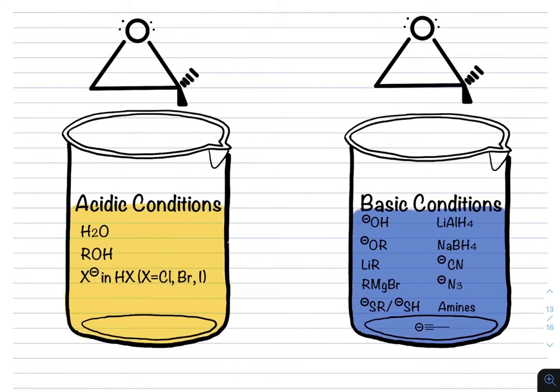Now, here's a visual highlighting the key points of everything we've discussed so far. In acidic conditions, which again means in the presence of an acid like sulfuric acid, phosphoric acid, etc., one of these weak nucleophiles will attack the more substituted carbon in the epoxide. And in basic conditions, one of these stronger nucleophiles will attack the least substituted carbon in the epoxide.